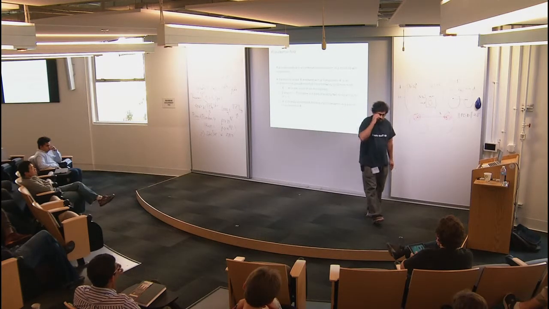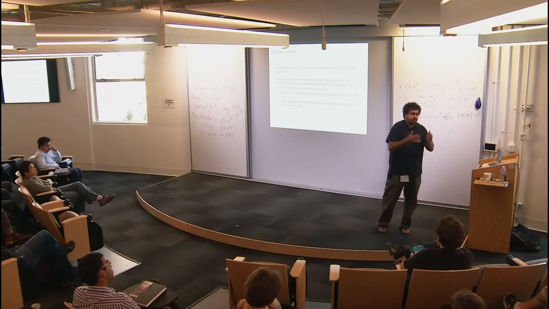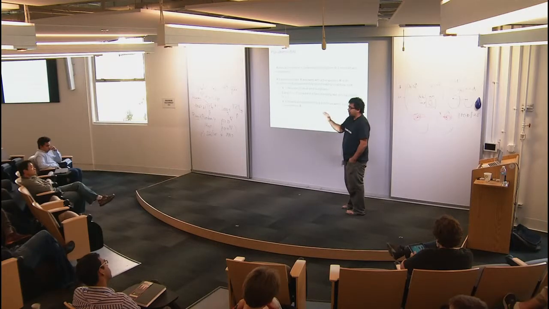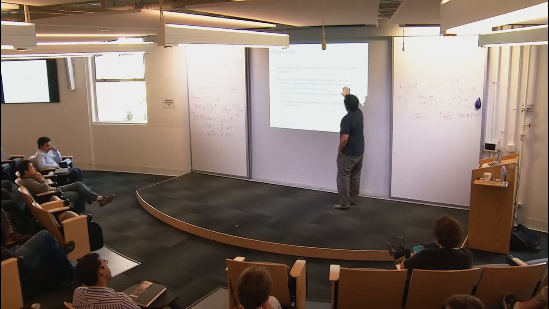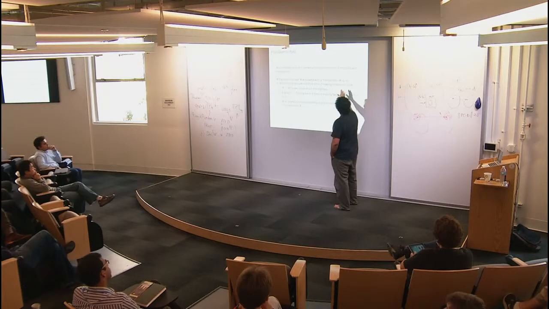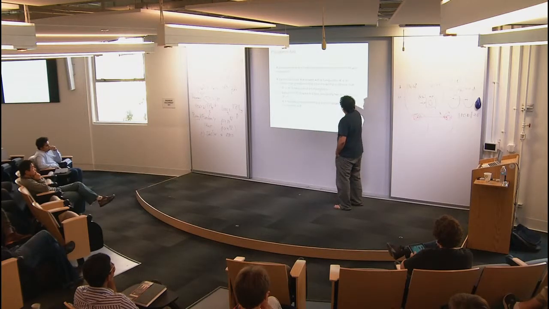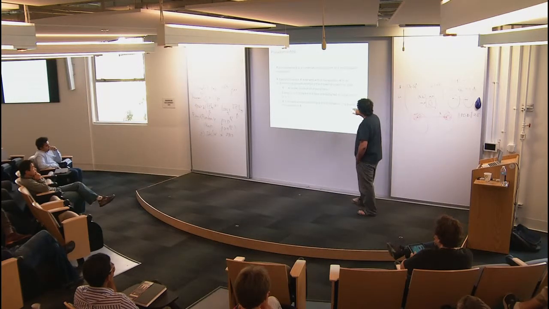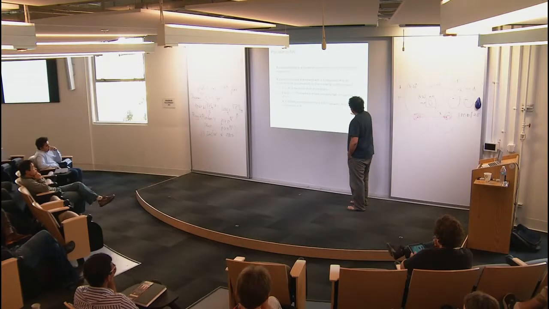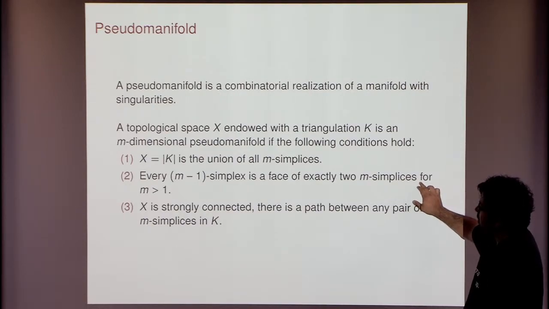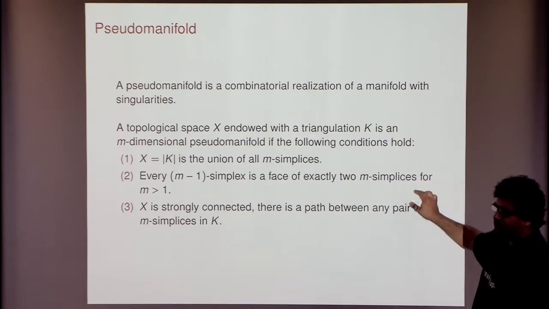So that's kind of a geometric notion. Now what we wanted to do is work with combinatorial notions because the proofs are much simpler. So we used what's called a pseudomanifold, which is basically what I just told you. It's just saying that I have a space, it's got a triangulation K, it's a union of all M-simplices. Every (M-1)-simplex is a face of exactly 2 M-simplices, and it's strongly connected. This we don't need, but we'll use. You'll come back to this. This is very much something like a Dirichlet boundary condition, and I'll come back and point that out.